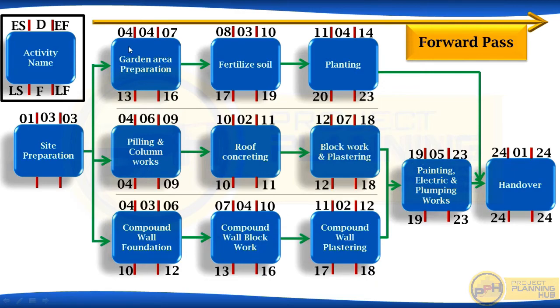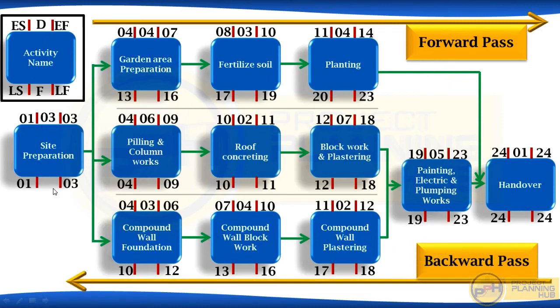For late date calculation, we always take the earliest date. For example, here we took 4 for calculating the late finish for site preparation. So here the late finish is on 3rd. Now for finishing this activity on 3rd, it must start on 1st because the duration is 3 days. This method of calculating late dates in backward direction is known as backward pass. So forward pass and backward pass. On forward pass we calculated early start and early finish. On backward pass we calculated late start and late finish.